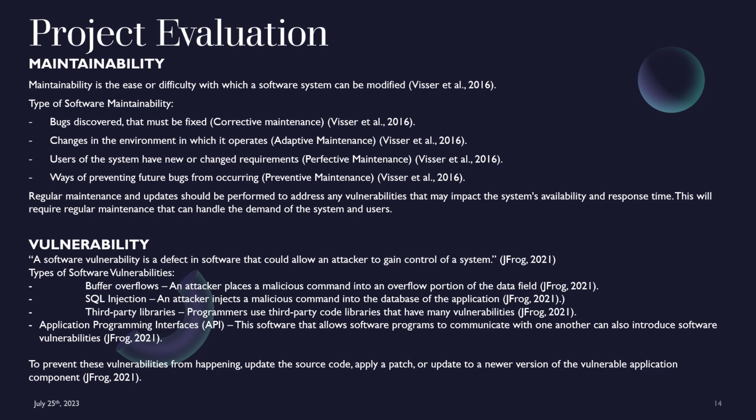A software vulnerability is a defect in software that can allow attackers to gain control over a system. Types of software vulnerabilities that are out there are buffer overflows, SQL injection, third-party libraries, and application programming interfaces. And here we can see a description of each of those. To prevent these vulnerabilities from happening, we should update the source code, apply a patch, or update to a new version of the vulnerable application component.